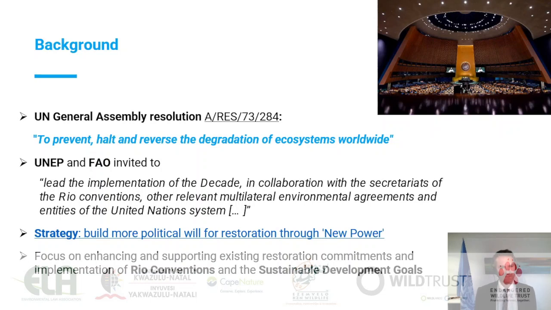We've built a strategy for the UN Decade, which you can find online, that is built around a principle called New Power that says that information no longer only spreads top down or bottom up, it spreads mostly sideways in the digital age. So we have built the entire decade around a system of partnerships where partners are empowered and enabled to share information about the UN Decade.